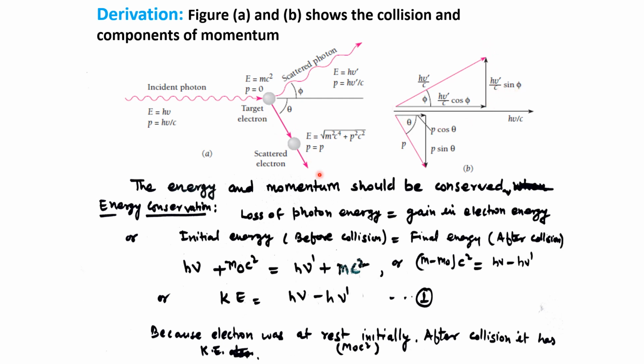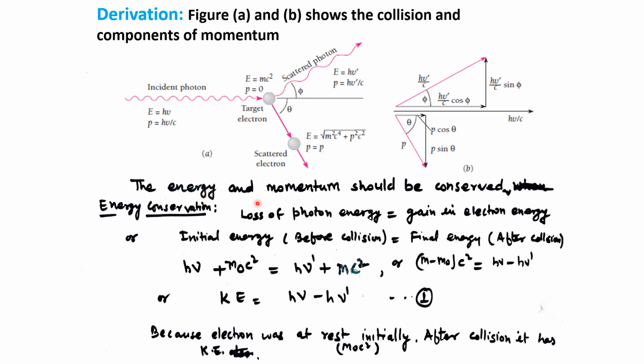Similarly, this p, the momentum of the electron, will also have some horizontal and vertical components. The horizontal component will be p cos theta, and the vertical component will be p sin theta in the opposite direction.